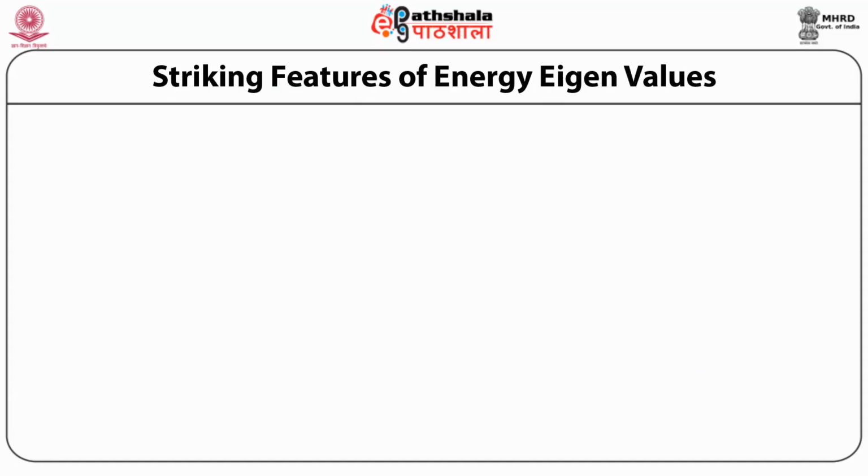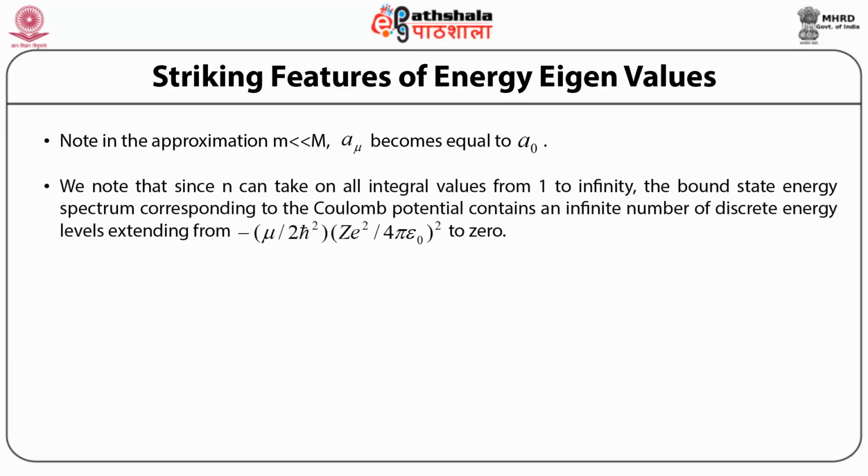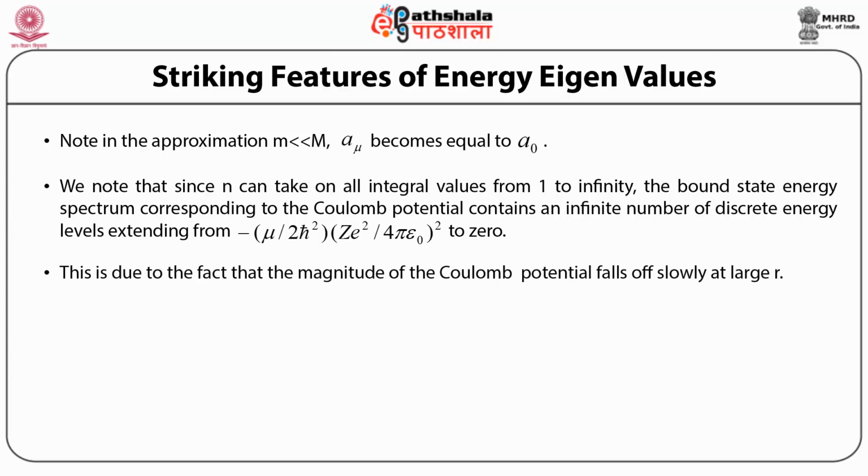Striking features of energy eigenvalues. Note in the approximation m is very much less than M, and A_mu becomes equal to A naught. We note that since n can take on all the integral values from 1 to infinity, the bound state energy spectrum corresponding to the Coulomb potential contains an infinite number of discrete energy levels extending from minus mu by 2 h cut square multiplied by (Ze square by 4 pi epsilon naught) the whole square to 0.